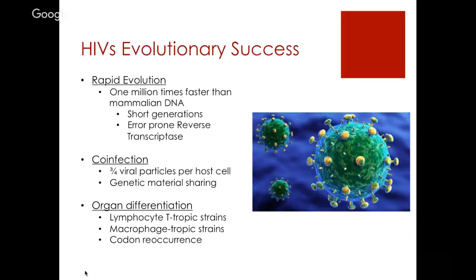Next point of evolutionary success is co-infection. To further the infection in the host, HIV particles have begun to inhabit the same cell in a process called co-infection. Researchers typically thought that one virus particle would go into each individual host cell. However, some researchers found that as many as 3 to 4 viral particles can inhabit each host cell. This allows each virus particle to introduce a fraction of its genetic code into the DNA genome of the cell.